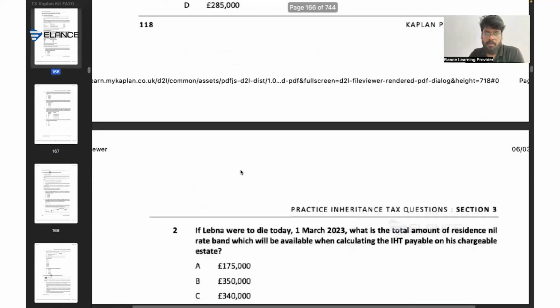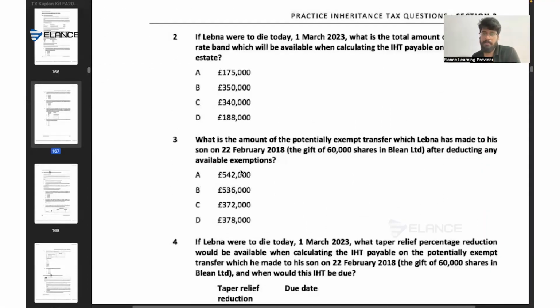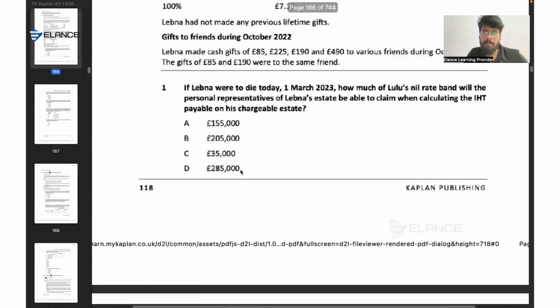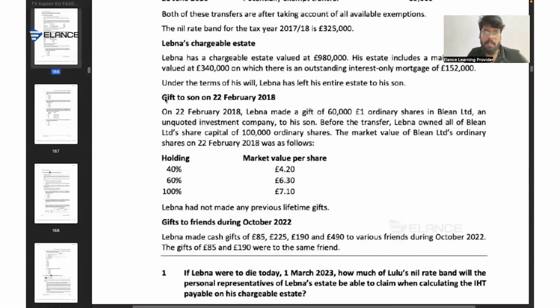So let us go to the third requirement. Look at the third one. What is the amount of the potentially exempt transfer which Lebna has made to his son on 22nd February 2018? The gift of 60,000 shares in Belan Limited after deducting any available exemptions. Okay, so look at another scenario. Lebna made a gift to his son on 22nd February 2018.